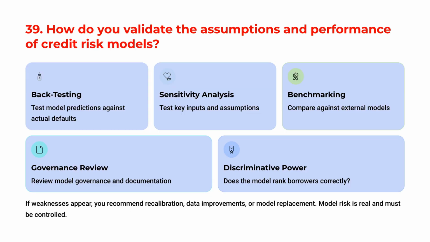How do you validate the assumptions and performance of credit risk models? Validation includes backtesting model predictions against actual defaults, sensitivity analysis on key inputs, benchmarking against external models, reviewing model governance and documentation, testing discriminative power. Does the model rank borrowers correctly? If weaknesses appear, you recommend recalibration, data improvements, or model replacement. Model risk is real and must be controlled.